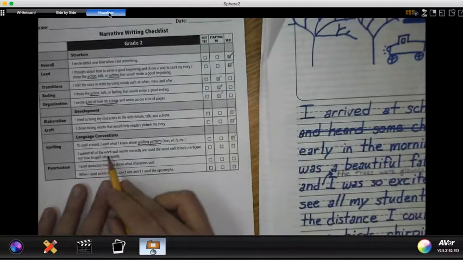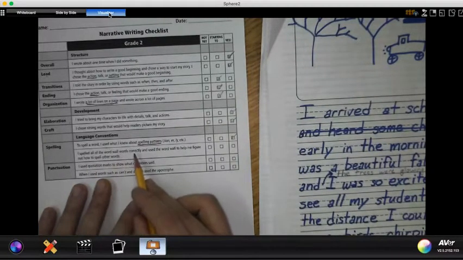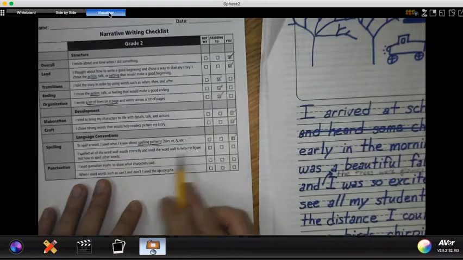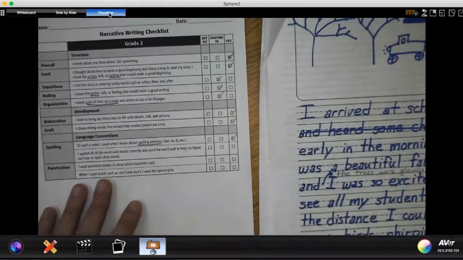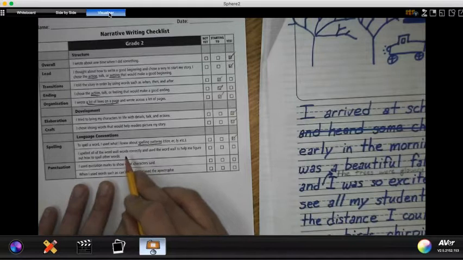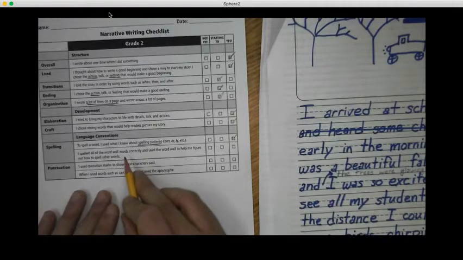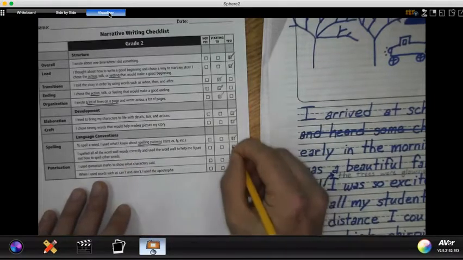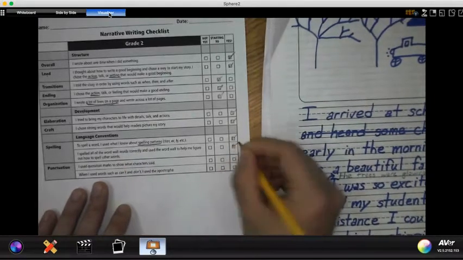Next one. I spelled all the word wall words correctly and used the word wall to help me figure out how to spell other words. We don't have a word wall. Instead, you guys have a spelling dictionary, and I've seen a lot of you use it. It's in your writing folder, and there are already words in that dictionary that you should be spelling correctly. So, did you use that spelling dictionary and find all those words that you should be spelling right? Yes, I did. And that's what I'm going to be looking for in yours.